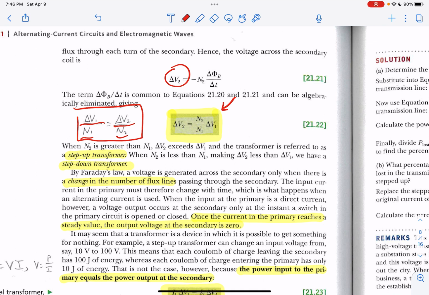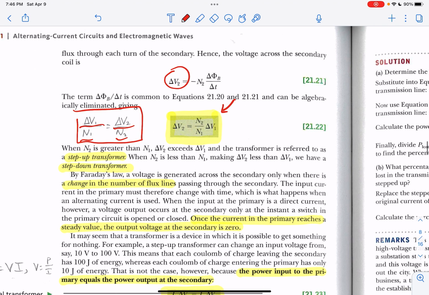Sometimes you're going to see this particular equation written like this, where you might have a change in voltage 1 over N1 equaling the change in voltage 2 over N2. And of course you could take the reciprocal of that as well, which looks just like I drew it over here originally. You can have the reciprocal of that.